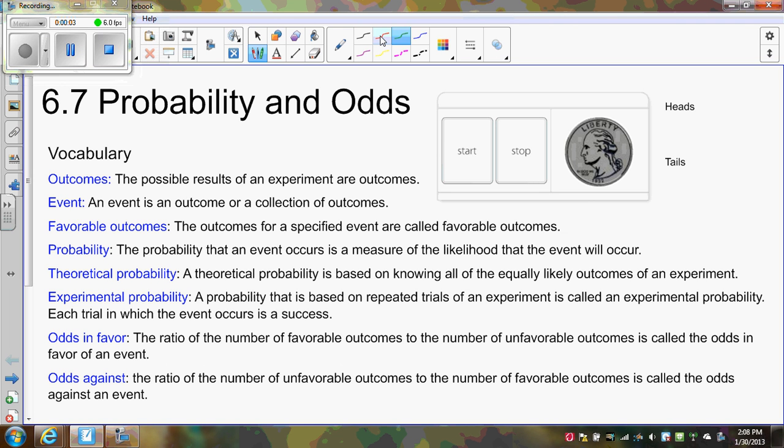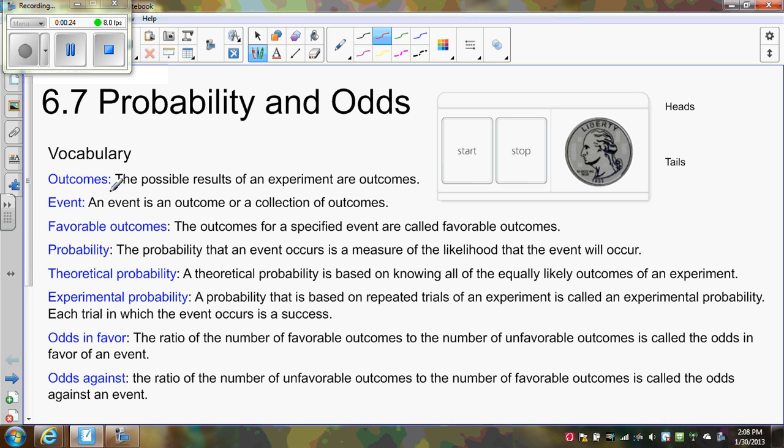This video lesson is on 6.7, which is probability and odds. Now there's a lot of vocabulary for this section, so it's really critical that you take the time to write all this vocabulary very neatly in your notebook, because it's going to take some time to learn this vocabulary and keep track of what they're asking for. So let's go through them together.